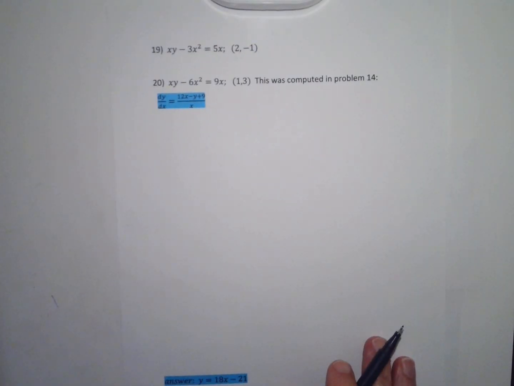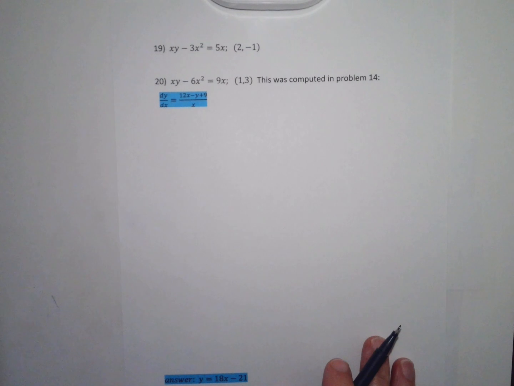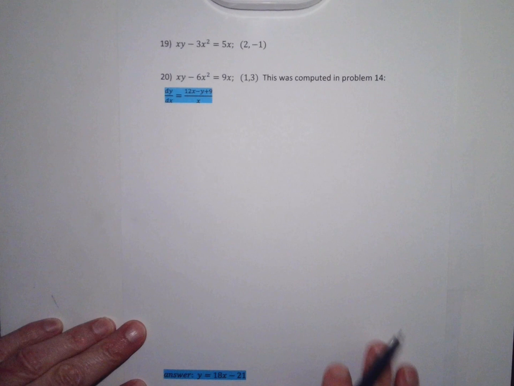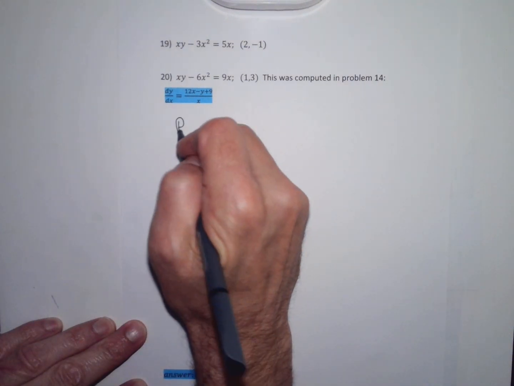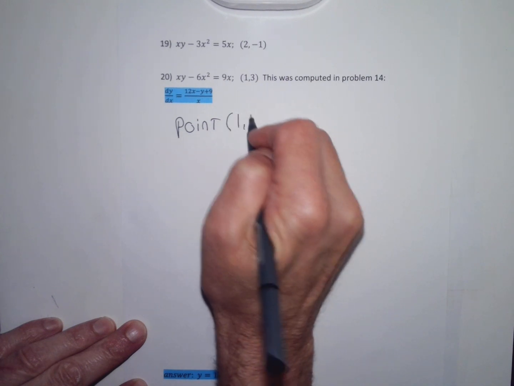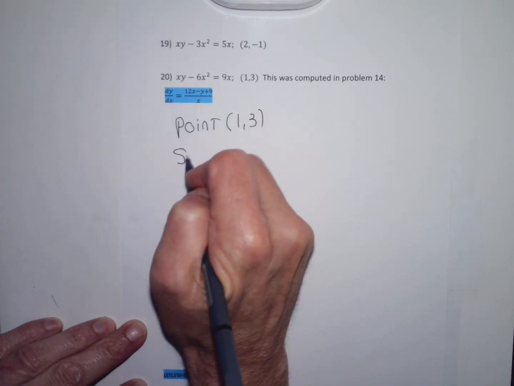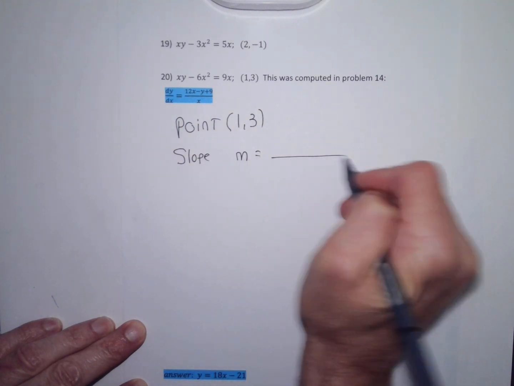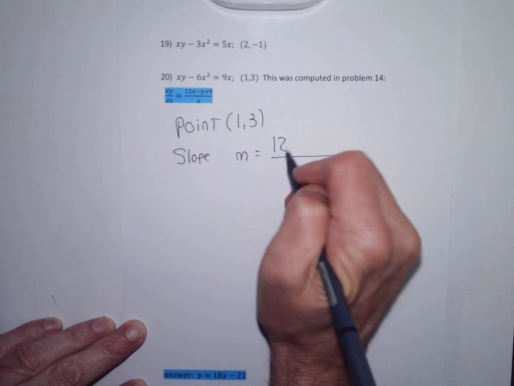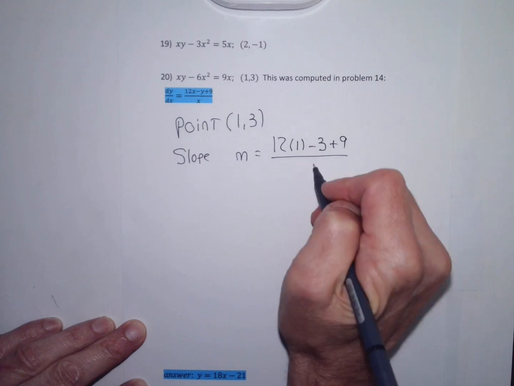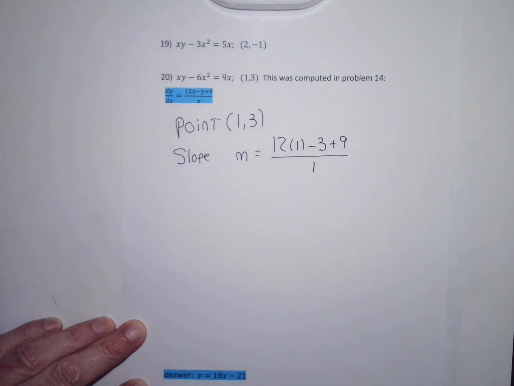Problem 20, same deal. It asked me to find an equation of a line, and I have already computed the derivative, so I'm not going to recompute it. So I have a point, and I need a point and a slope to find an equation of a line. To get my slope, I'm going to use my derivative. And in my derivative of 12 times x minus y plus 3 over x, I'm going to plug in 1 for each of the x's and 3 for the y's.